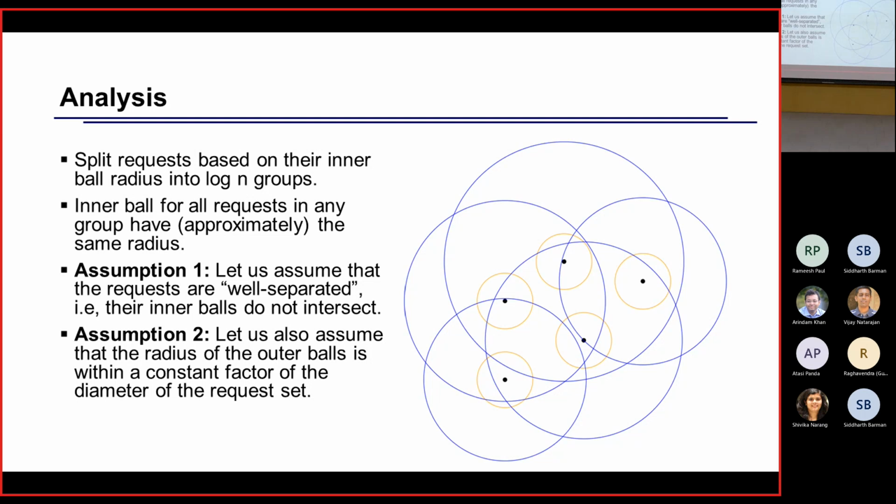And the second assumption I'll make is that there's at least one outer ball whose radius is proportional to the diameter of the request set. So there is some ball here, let's say this one, whose radius is within a constant factor of the diameter. In other words, if you expand this outer ball by a constant factor, then it covers all the requests. I'm going to make these two assumptions, and under these two assumptions, I'm going to show that the competitive ratio is mu of s.